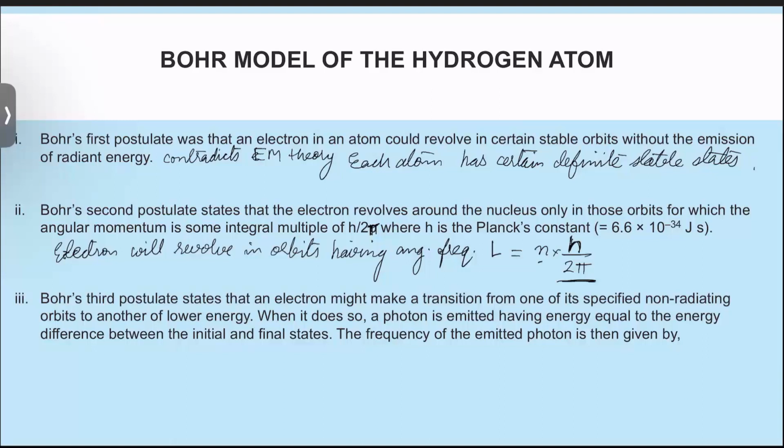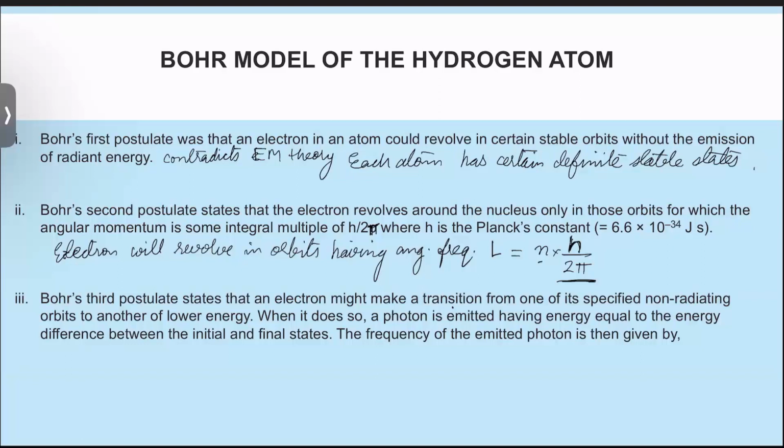So this is again defining the orbits in which the electrons should revolve around the nucleus. Now Bohr's third postulate incorporates the atomic theory with the early quantum concepts, and the quantum concepts were actually given by Planck and Einstein. So he utilized those. What he stated is that an electron might make a transition from one of its specified non-radiating orbits to another of lower energy.